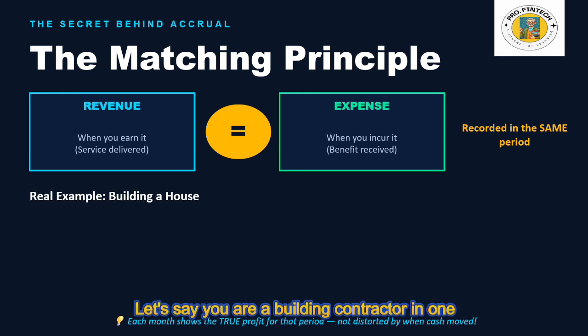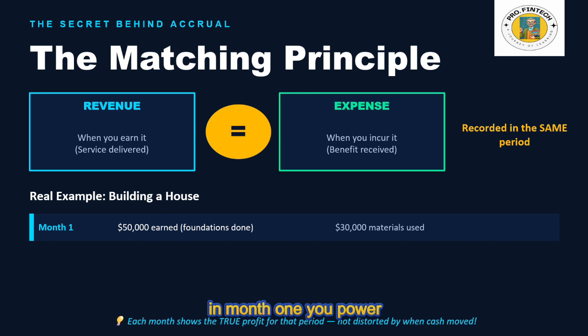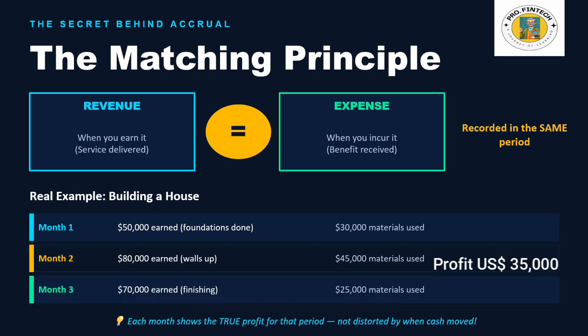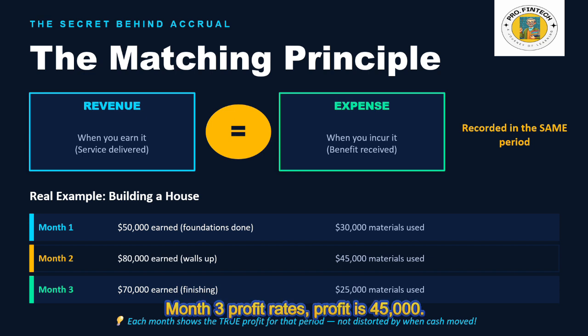Let's say you are a building contractor. In month one, you pour the foundation. You bill $50,000. You spend $30,000 on materials. Under accrual and matching, both go in month one. Your month one profit is $20,000. Accurate. Month two, you build the walls, bill $80,000, spend $45,000. Again, both matched. Month two profit is $35,000. Month three, finishing touches, $70,000 revenue, $25,000 cost. Month three profit is $45,000.